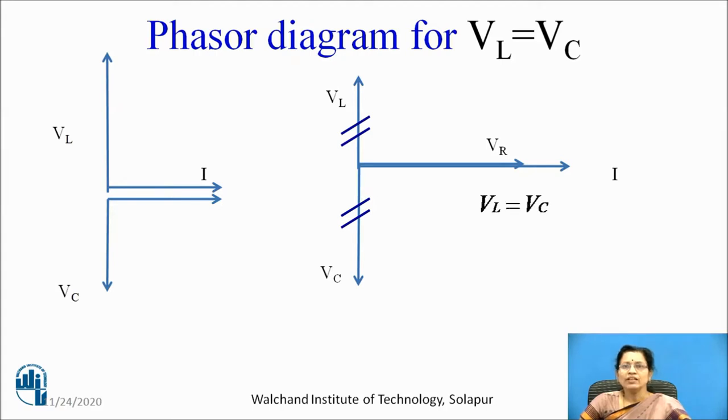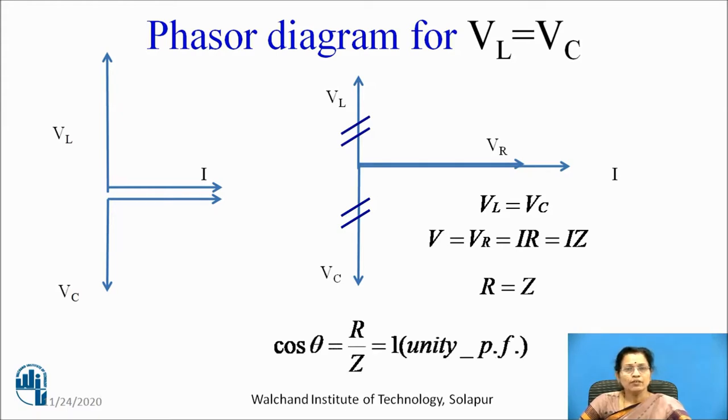So if VL equal to VC, then the total voltage is nothing but only the resistive voltage, given by I into R, or we can also write that as I into Z. From that we can write resistance equal to impedance for this condition. So here the power factor equals R by Z, and if R equal to Z, then cos theta equal to 1. We can say that unity power factor is there for this condition. So we can write the voltage and current equations as V equal to Vm sin omega t and I equal to Im sin omega t, because voltage and current are in phase.